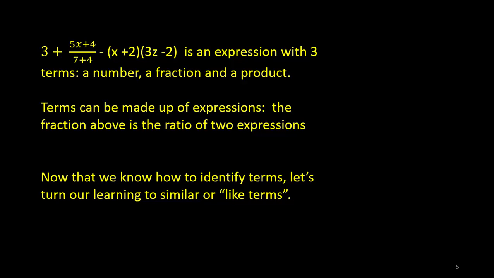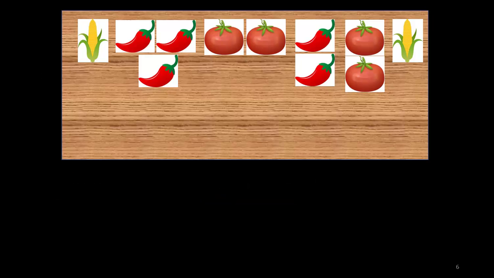So now that we've learned how to identify terms, let's turn our learning to similar or like terms. Recall whenever we had the table and somebody had come in and messed it up, we had different groupings. We had corn over here on the left, corn over here on the right, chilies here, tomatoes, tomatoes.